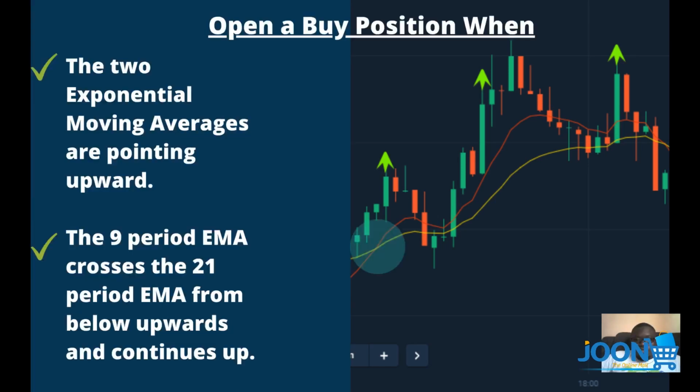In order to buy and make profits with this strategy, these two conditions have to be met. The two moving averages must be pointing upwards, and the second signal, which we will consider the confirmatory signal, is that the period 9 moving average will cross the period 21 moving average from bottom upwards, and it will continue moving upwards.